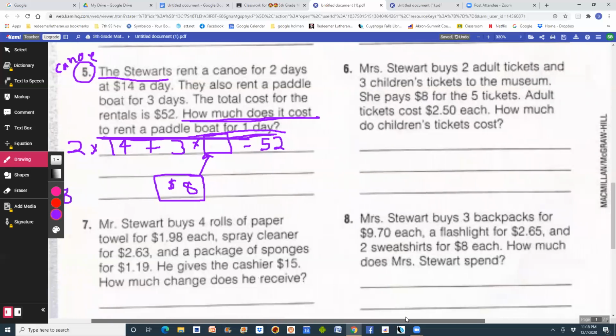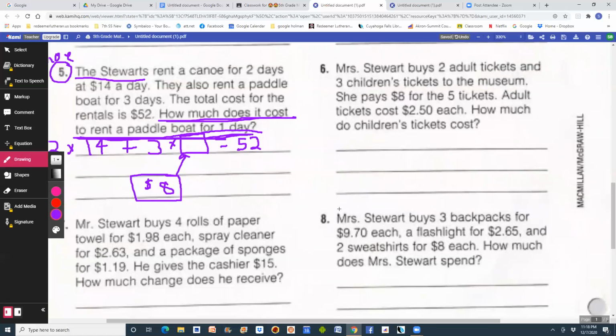Now we've done 5 of the 8 problems. So your job is to go ahead and make your best attempt at doing number 6, 7, and 8 by yourself. I expect you to turn in a photo of your work paper for all 8 problems.